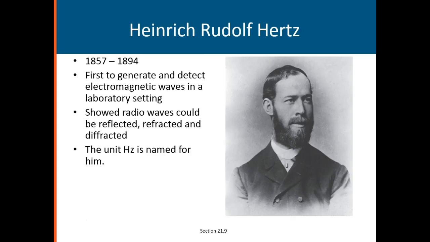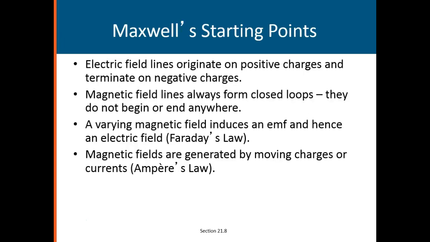Then came Heinrich Hertz, good German name. He was 1857 to 1894. He only lived 37 years. He was the first to generate and detect electromagnetic waves in a laboratory setting. He verified what Maxwell had predicted. Now let's go back and look at those dates again. He was born in 57.